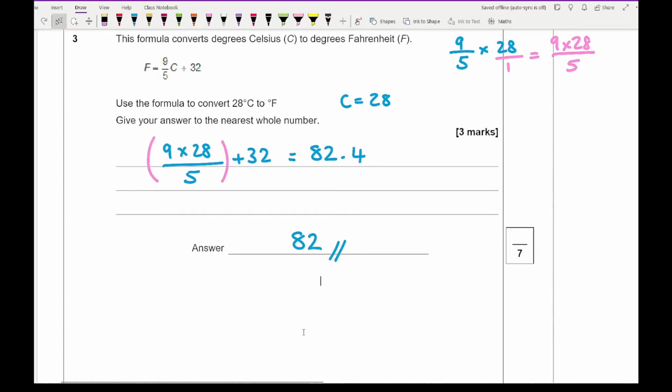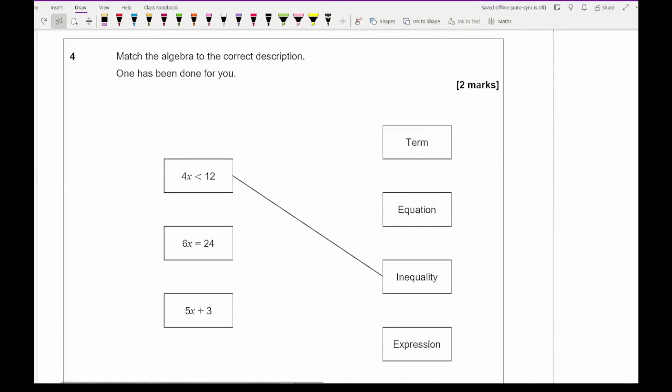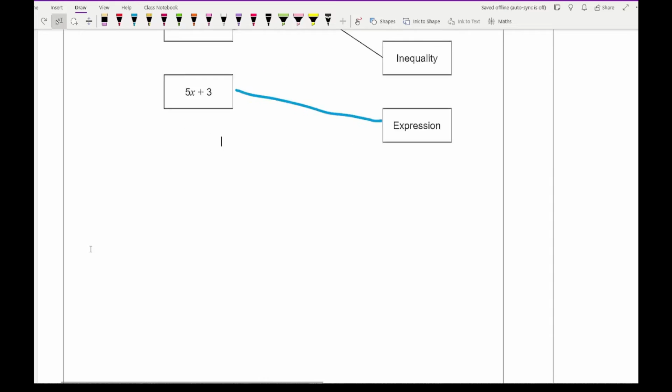Then moving on to the next question. Now moving on to question 4, it says match the algebra to the correct description. One has been done for you. So for the next one, we've got 6x equals 24. Now when we've got an equal sign and only one letter, then that's going to be an equation. When we don't have an equal sign and we've got multiple letters or a single letter, that there is going to be an expression. So the correct matchup ones are the ones you can see on the screen.